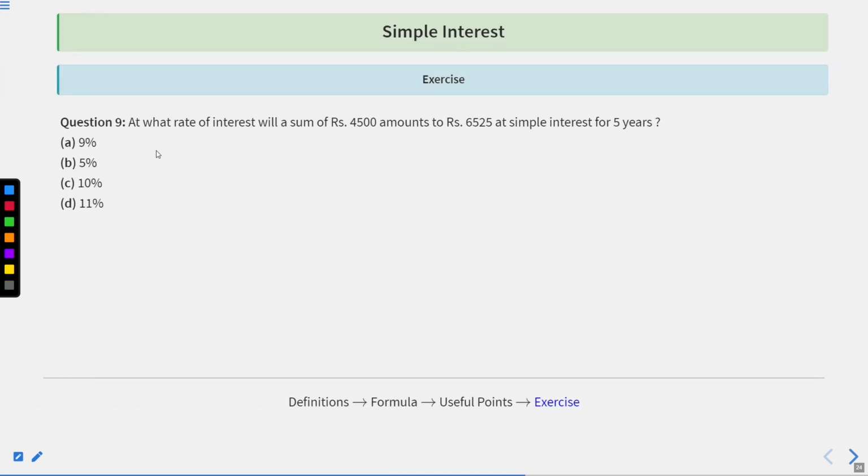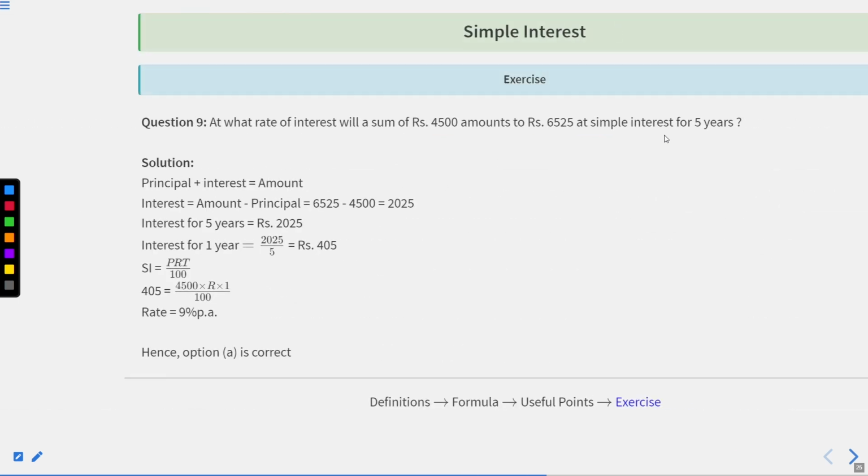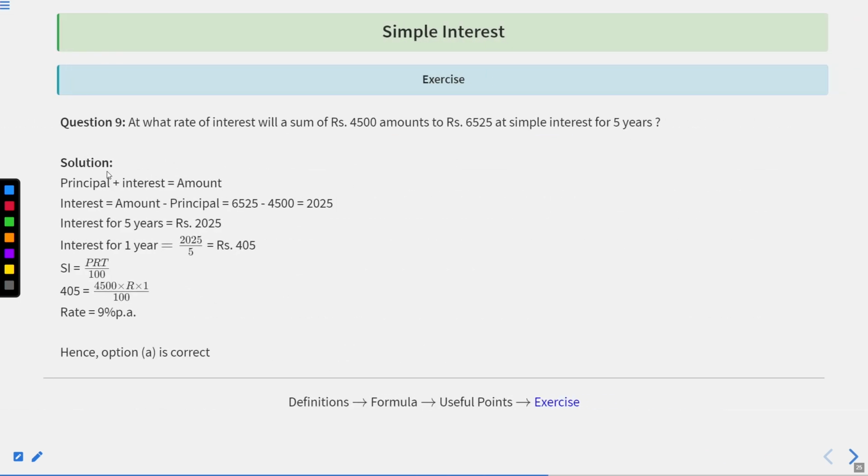So question number 9. At what rate of interest will a sum of rupees 4,500 amount to rupees 6,525 at simple interest for 5 years? So here try to recall the formula first. Principal plus interest is equal to amount. This is the formula that again we are going to use. So interest is equal to amount minus principal. The amount is 6,525 that she received after 5 years, and the principal amount that she invested was 4,500 rupees.